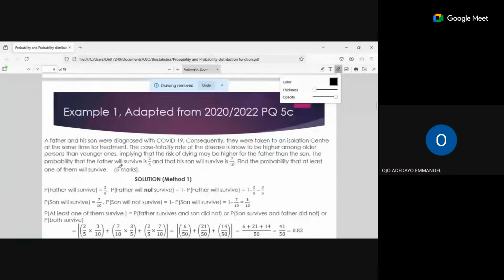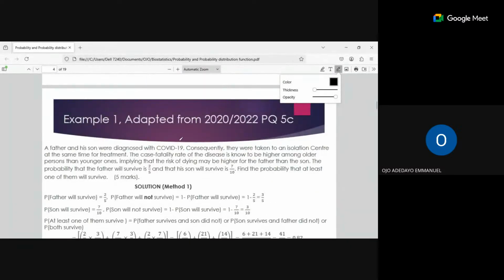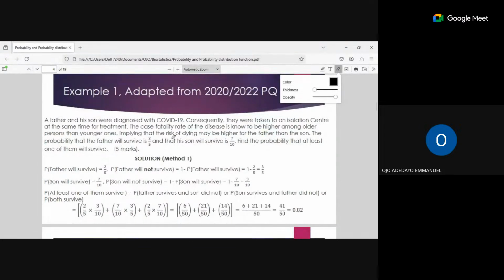Now, let's forget about the abstract and move down to a question. When I was checking your slide, I saw this particular question in it. It is the same question that was set for students of public health, I think in 2022 at UI, under probability. So let's quickly look at that.